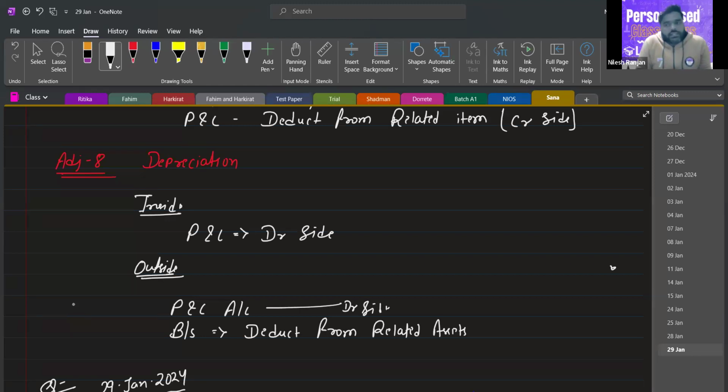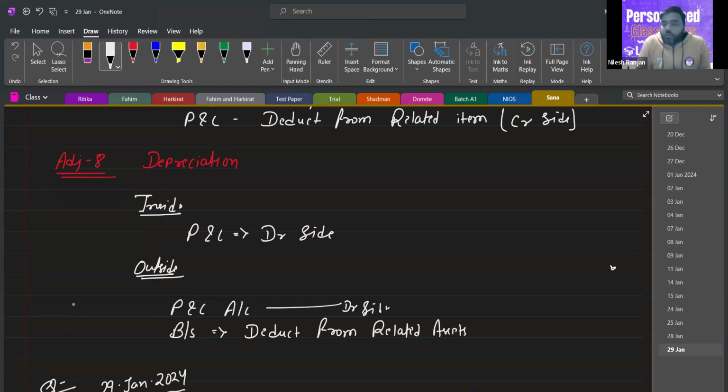What is a bad debt? It is an amount which is due from someone, but that person will not pay the amount. If we think that we will not receive the amount, then it is called bad debts. Not think, we understand, we know it, that it will not be received. So that is called bad debts.